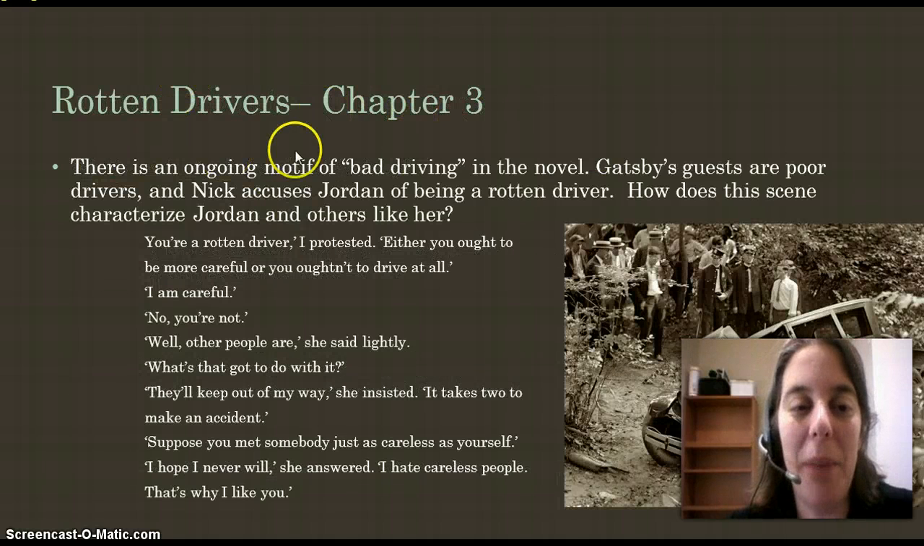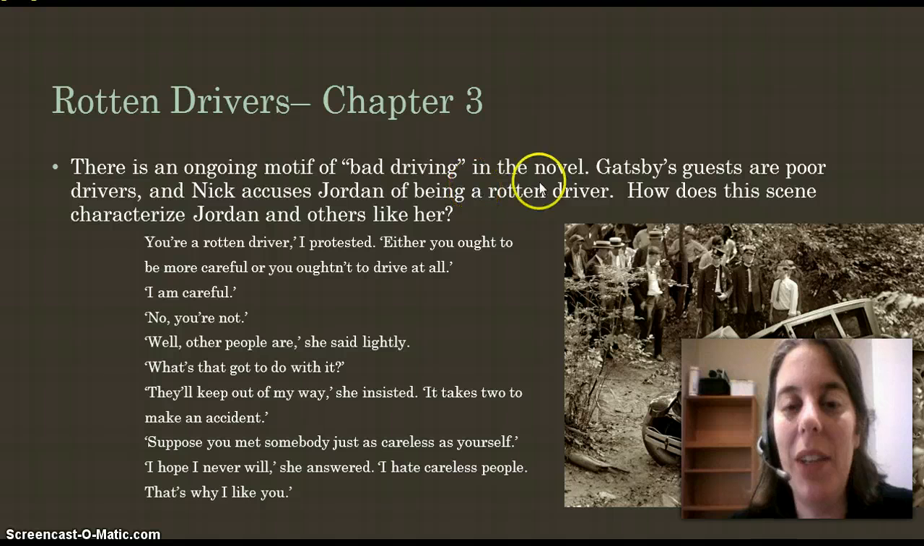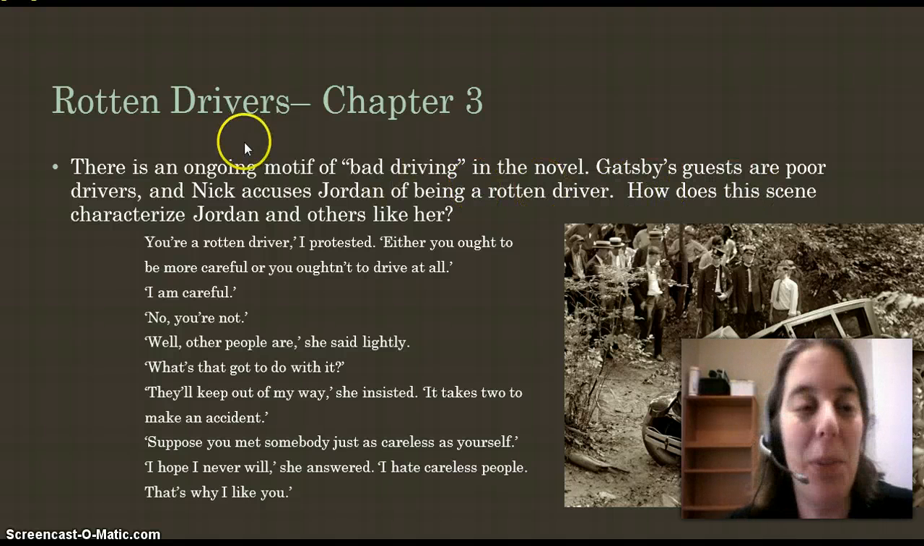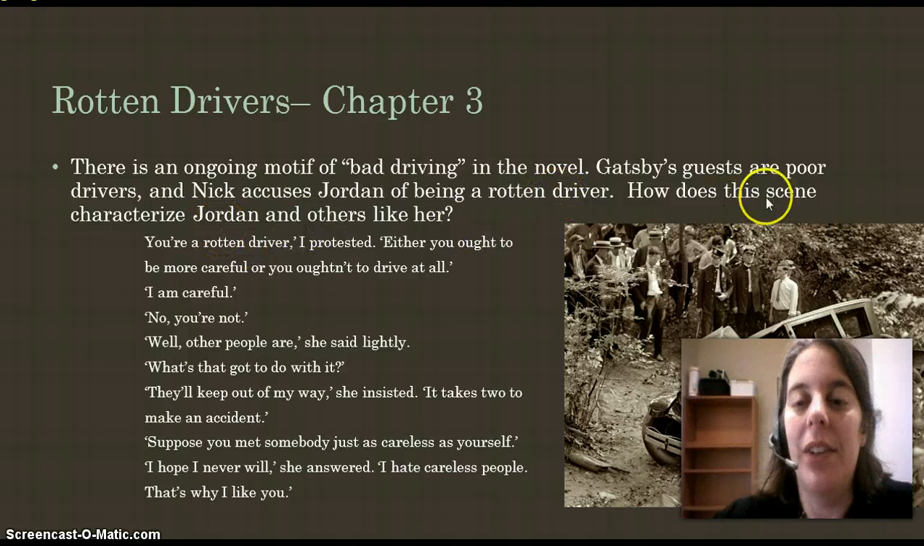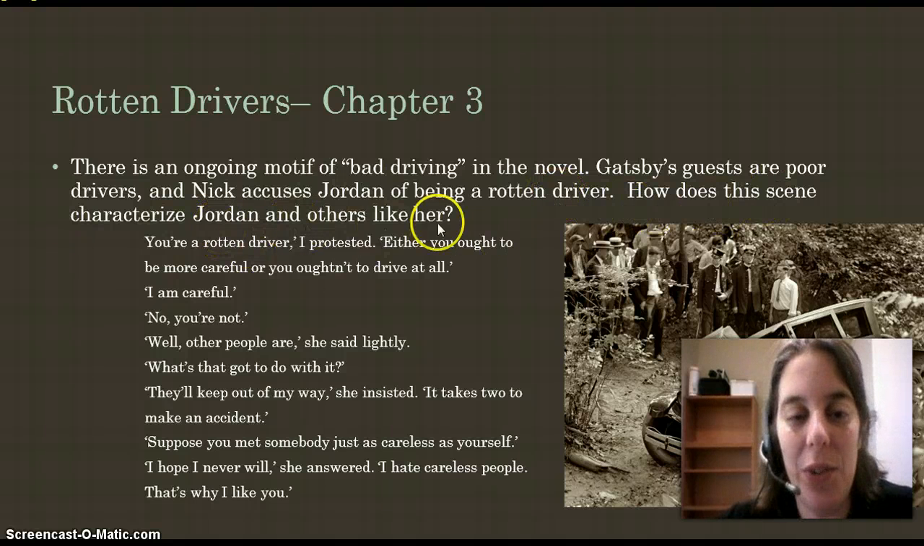Chapter 3, we see a lot of bad driving, and this is going to be an ongoing motif in the novel. Gatsby's guests are poor drivers. Nick accuses Jordan of being a rotten driver. So I have a scene here. How does this scene characterize Jordan and others like her?